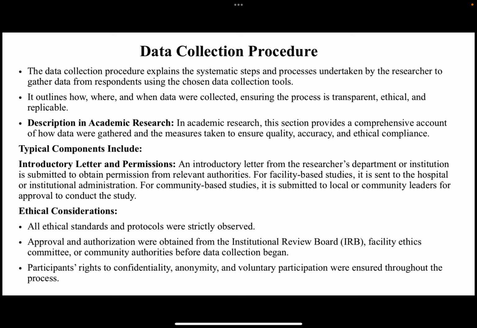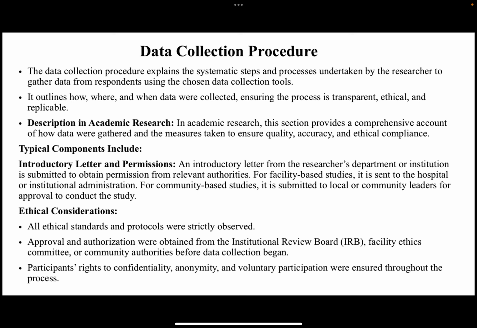Then again, you have to talk about you seeking consent even from the participants. After you've gotten approval from the authorities or from the administrative body of the institution, you have to let us know that the participants' right to confidentiality was explained. You sought consent from the participants. You have to let us know all that process. You have to talk about all that.